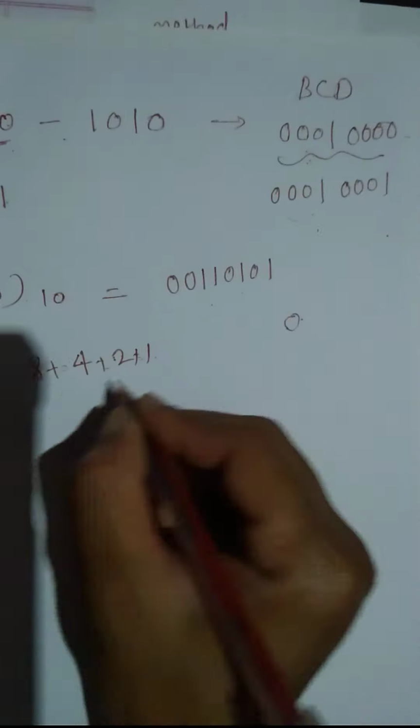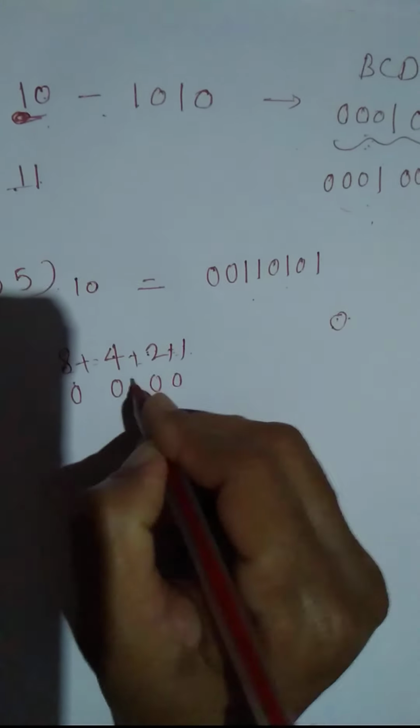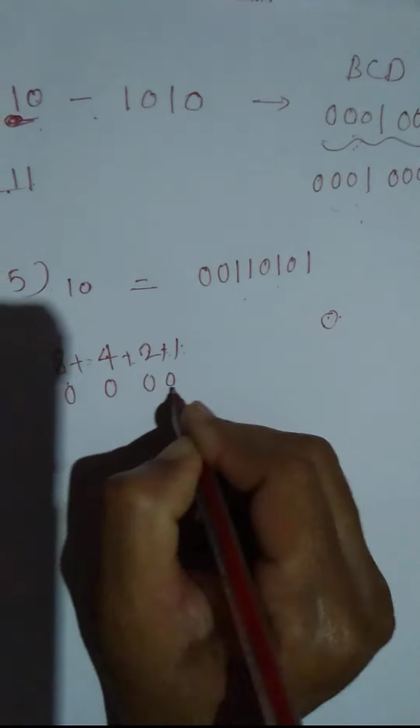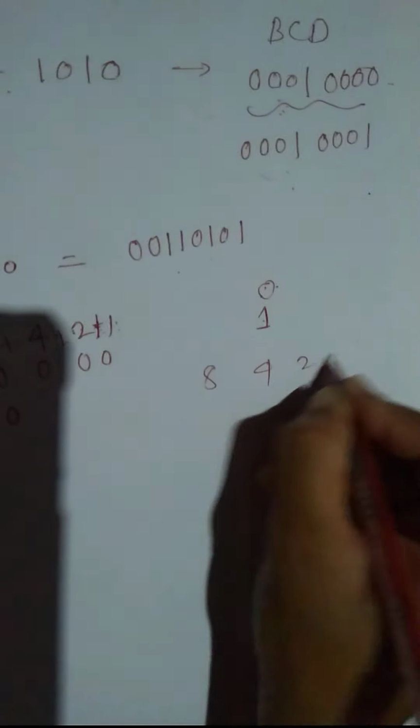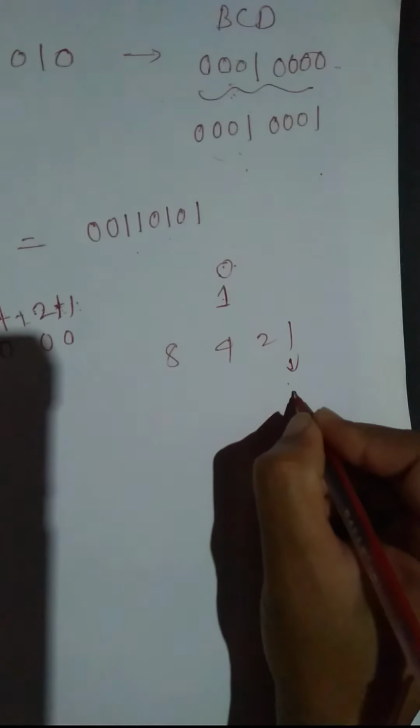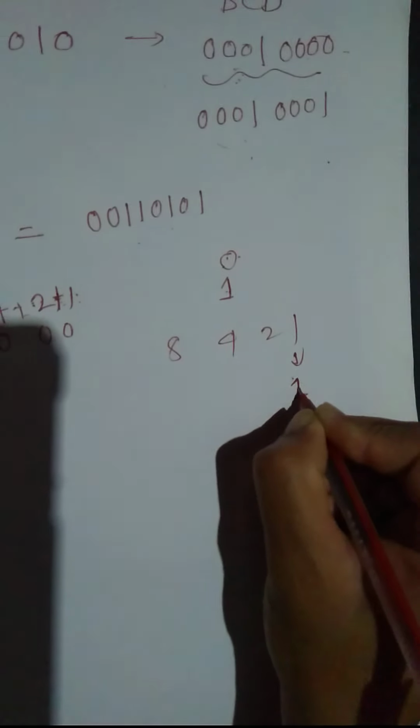For 0, a non-weighted position is assigned. So this is the 8421 position for the number 0. For decimal number 1 in the 8421 code, how do we represent it? 8 is a 0, and for 1 the position is assigned, so that is a logic 1.